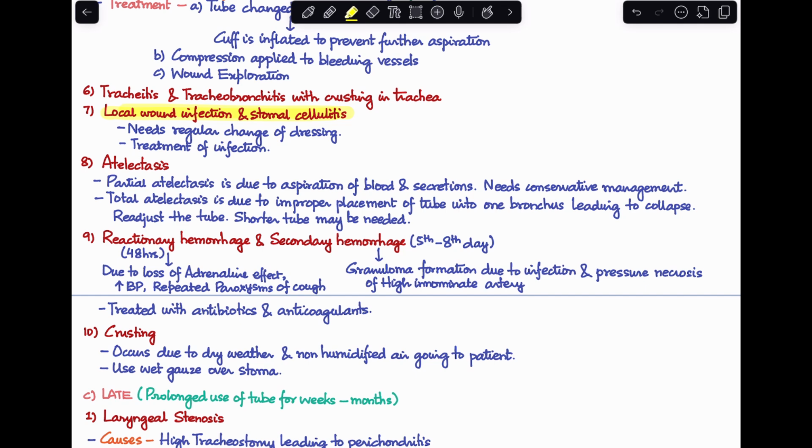Next complication is atelectasis. Partial atelectasis can happen because of aspiration of blood and secretions. This will require conservative management. Total atelectasis will happen due to improper placement of the tube into one bronchus, leading to the collapse. In these cases, we can just readjust the tube, or sometimes a shorter tube may be required.